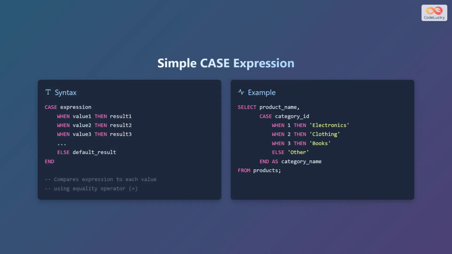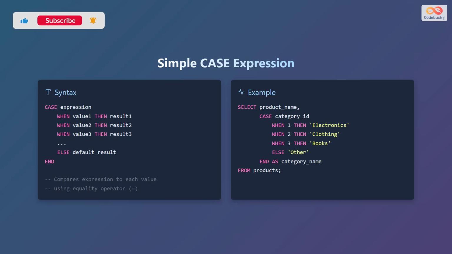Here is the syntax for a simple CASE expression. CASE expression WHEN value1 THEN result1, WHEN value2 THEN result2, WHEN value3 THEN result3, and so on. ELSE default_result. END. This compares the expression to each value using the equality operator.